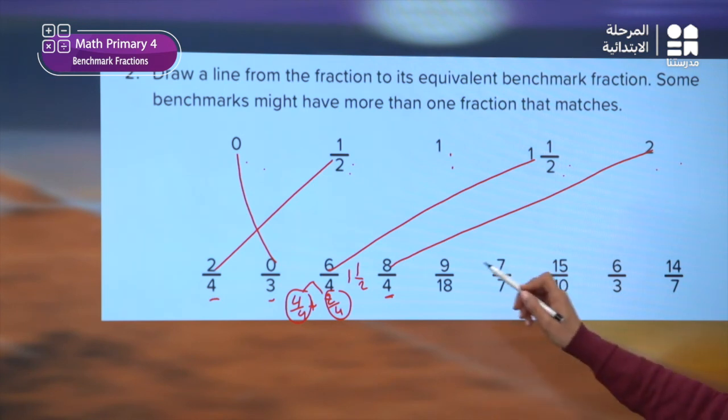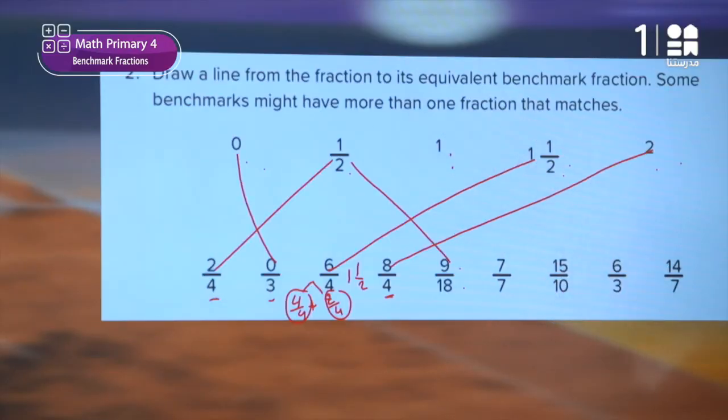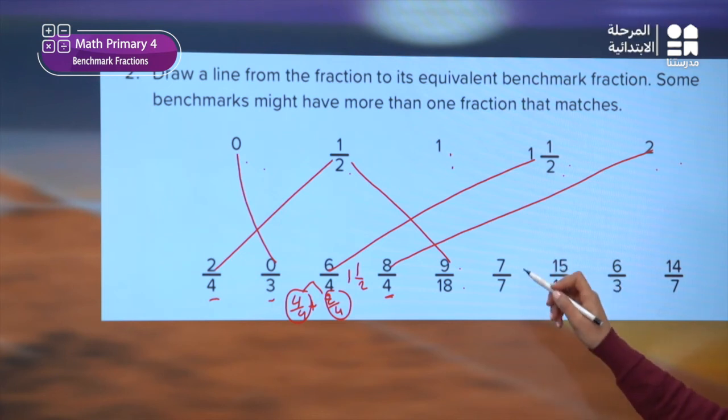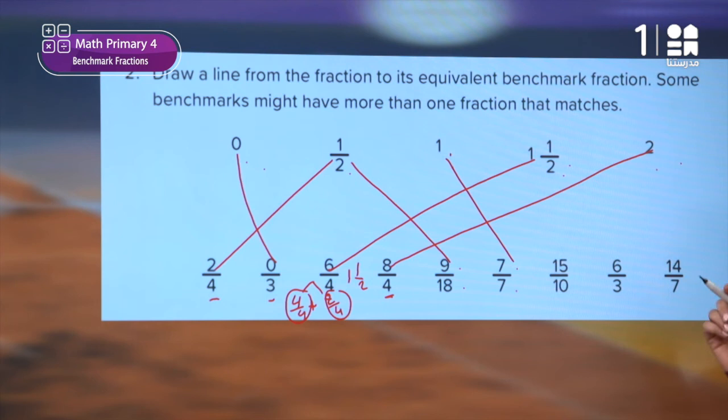The next one here I have is 9 over 18. Of course, we know that 9 is half of 18, so I will match 9 over 18 with the half, right? Okay, now here I have 7 over 7. Of course, this one is very easy. Whenever the numerator is exactly the same as the denominator, I know that it is a whole 1. So I'll match it with the whole 1. Let's see the next one.